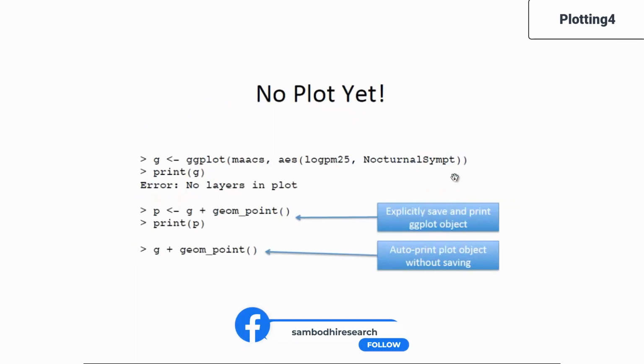So g equal to ggplot of the same is being printed here. When you print g, there are no layers in the plot. So you have to explicitly save and print the ggplot object, otherwise it will not work. We cannot just print g and get the ggplot. So what you can do is save p equal to g plus geom point. Geom point is the function for calling the geometric points.